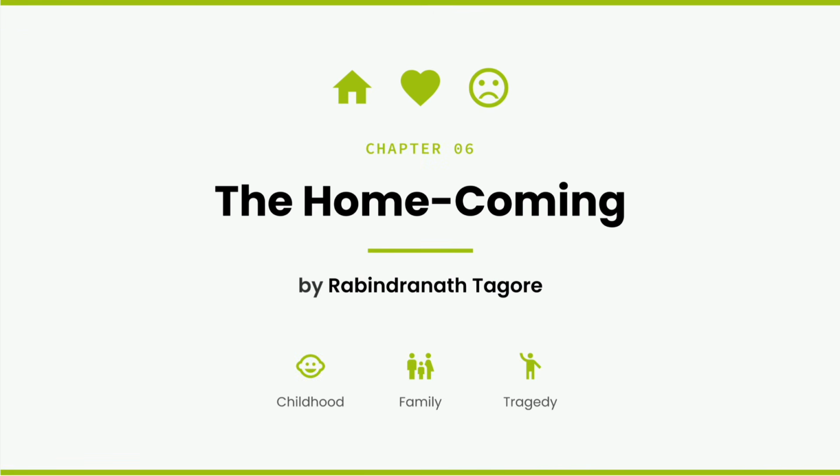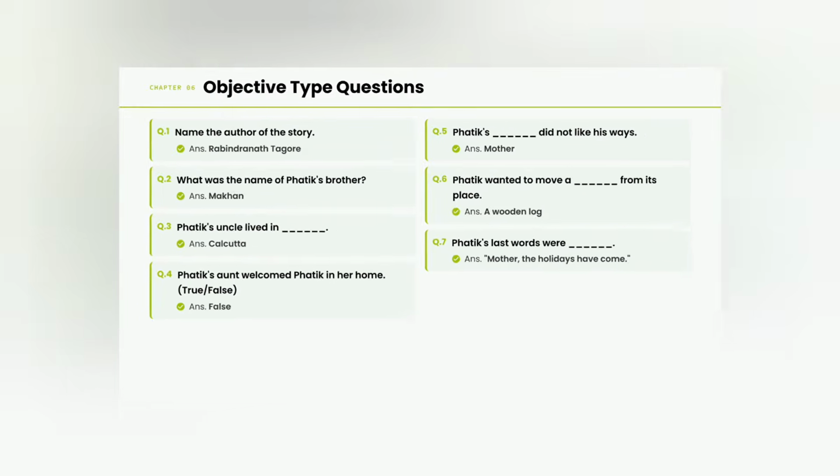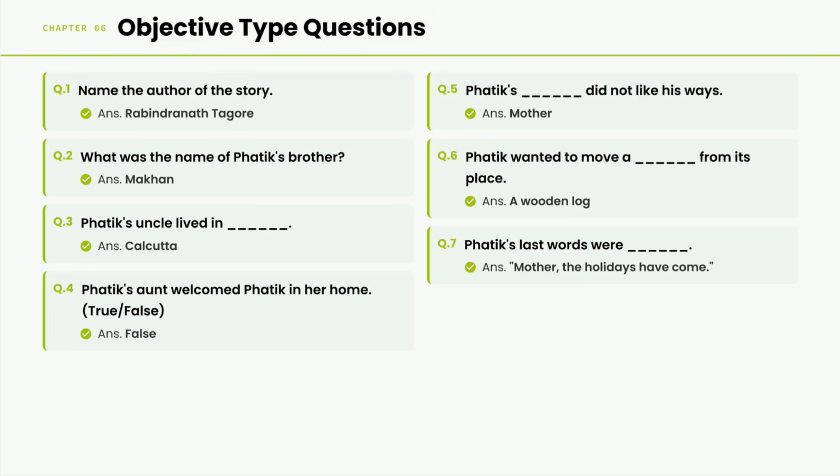Now let's move to chapter 6. The Homecoming by Rabindranath Tagore. This emotional story is about a boy named Fatik. Objective questions from chapter 6. Question 1. Name the author of the story. Answer: Rabindranath Tagore.